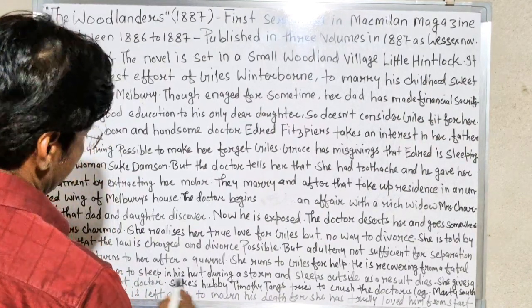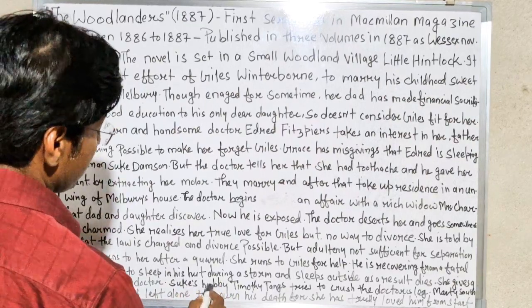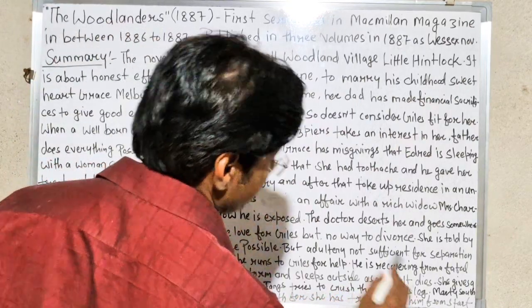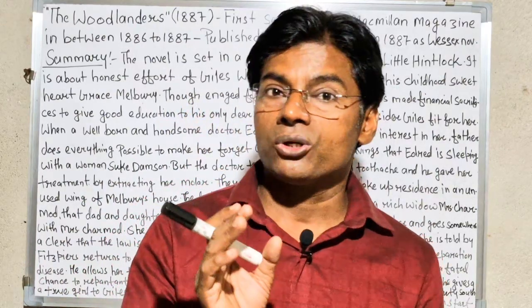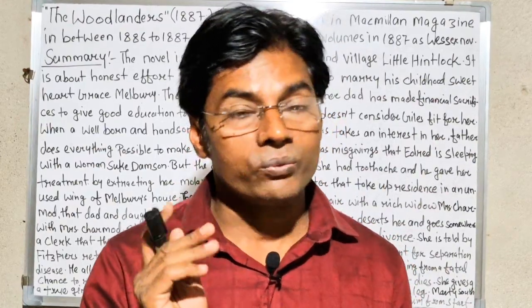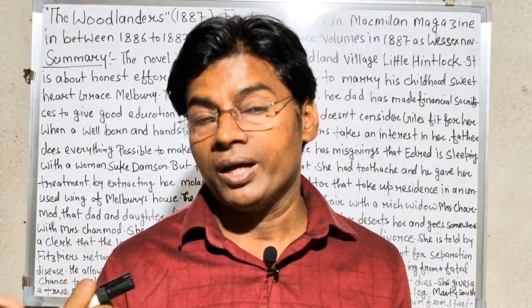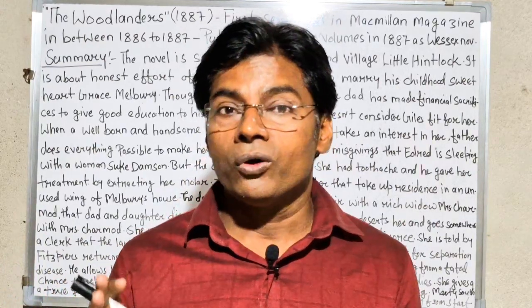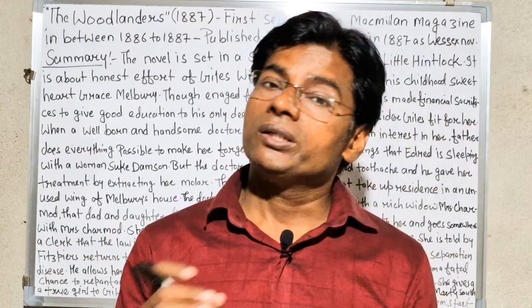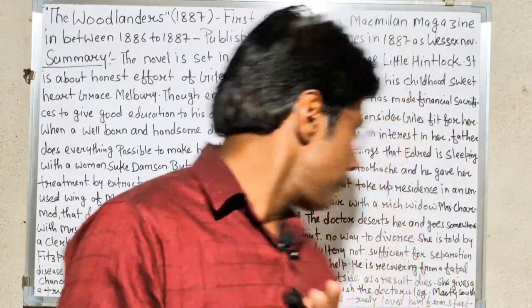Mr. Damson, the husband, Timothy Tangs, tries to crush the doctor's leg. Since the husband of Suke Damson is revengeful, now he wants to avenge. Why? Because he knows that the doctor has had an affair with his wife, so he tries to crush his leg, but somehow he fails and somehow hurts Grace Melbury.